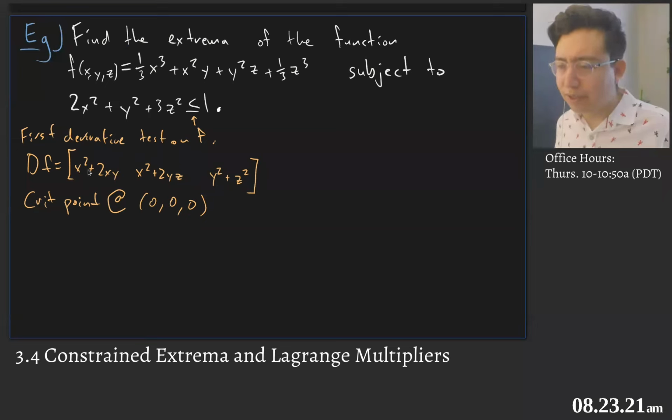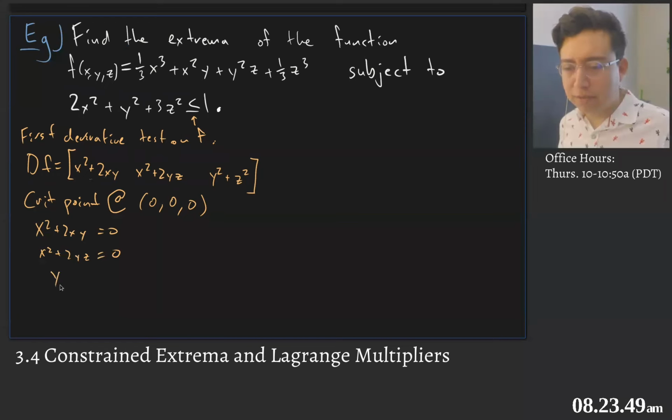Let's see if there's any other trickery happening here. This one can't be 0 because these are both positive numbers. So it can only be 0 if y and z are 0. Let me spell out what I'm saying. x squared plus 2xy equals 0. x squared plus 2yz equals 0. y squared plus z squared equals 0.